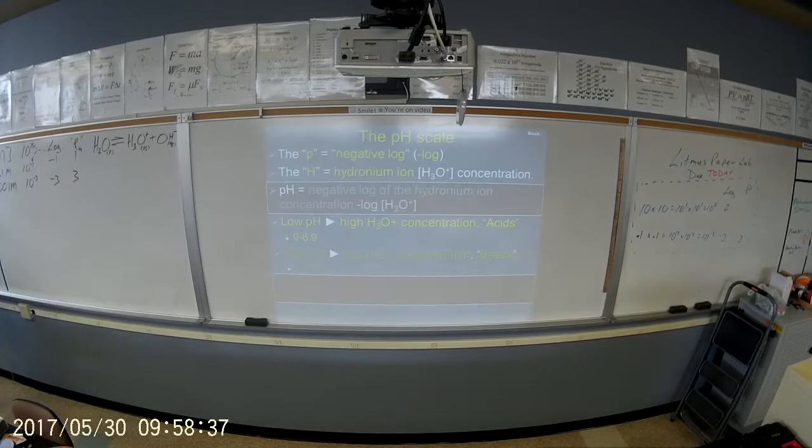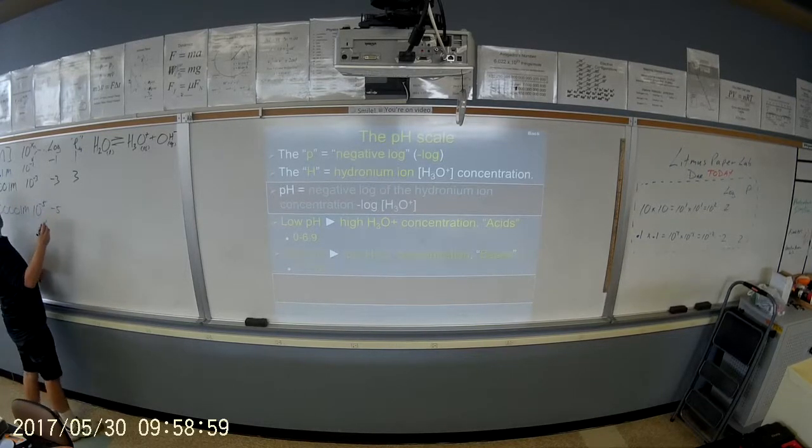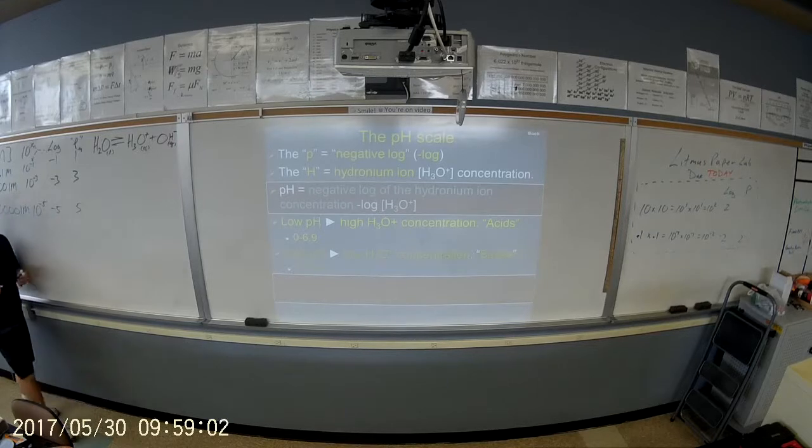There's a pattern developing here. And if you had a concentration of 0.00001 molar, this would be equivalent to 10 to the what power? Negative 5. 10 to the negative 5. So the logarithm would be negative 5, and the P would be 5.